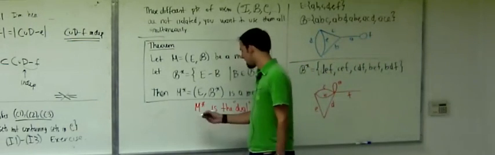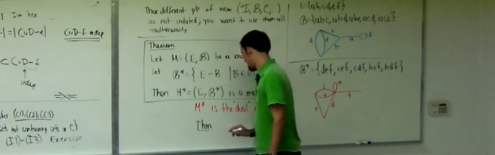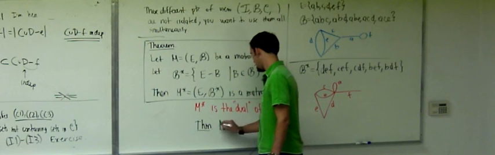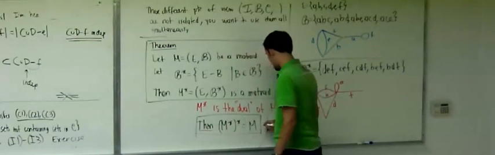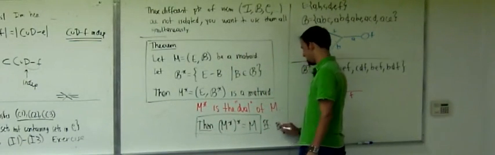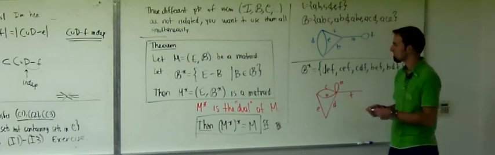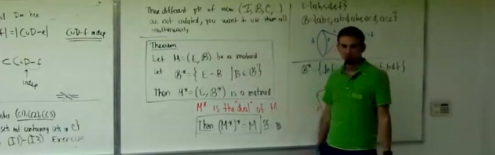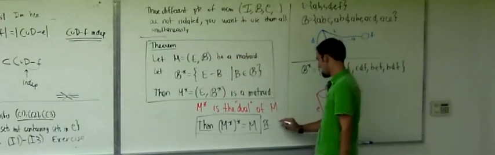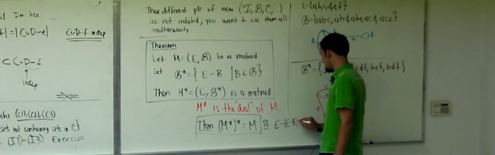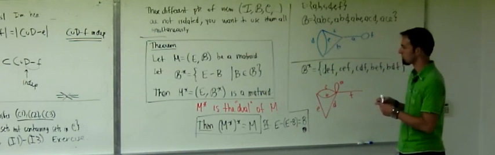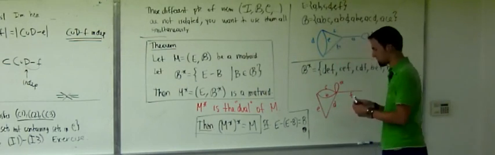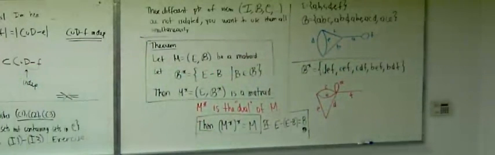In other words, you can call it a theorem, even though the proof is just trivial. Theorem. The dual of the dual is the matroid that you started with. Proof. QED. Just nothing to say there, right? You're just saying E minus B is B. Okay? There is something to say. Let's say it. E minus B is B. Period. Okay? So there's a theorem.